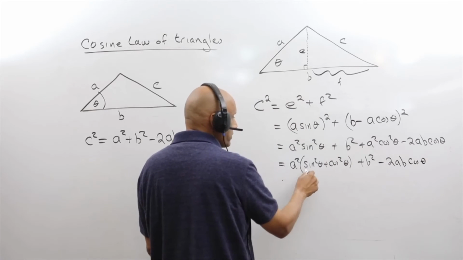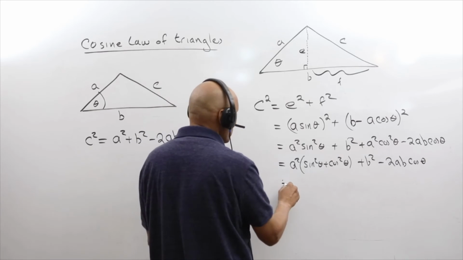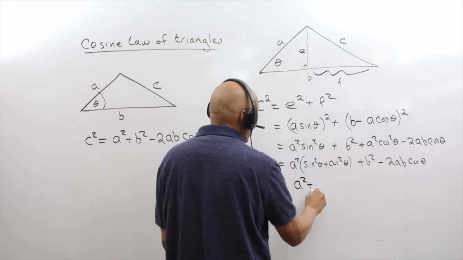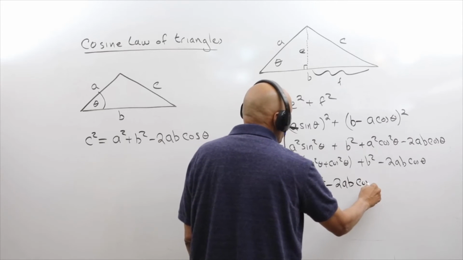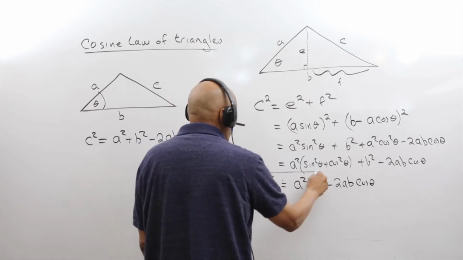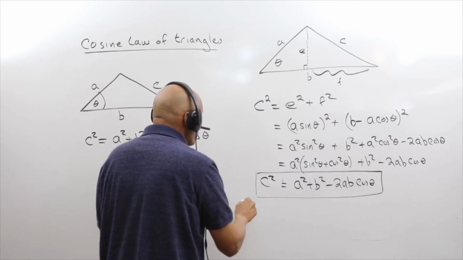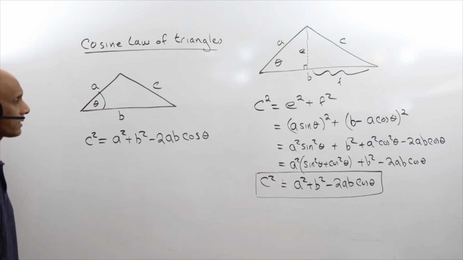And we know that this is a trigonometric identity: sine squared theta plus cosine squared theta is equal to 1. So we're left with A squared plus B squared minus 2AB cosine of theta. And so this is a straightforward proof for showing the cosine law of triangles.